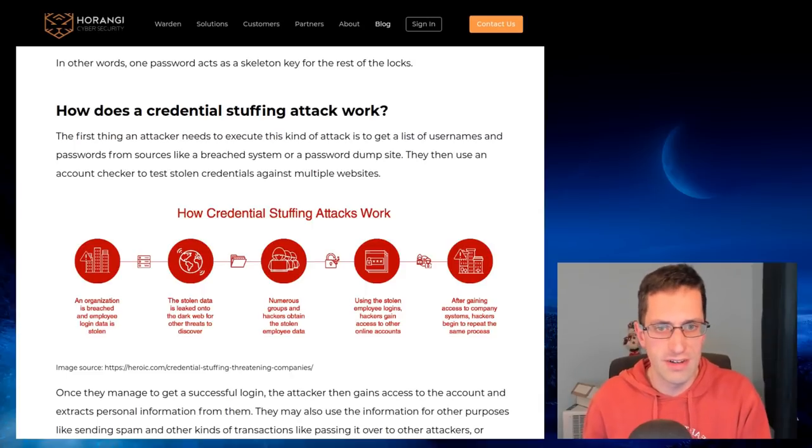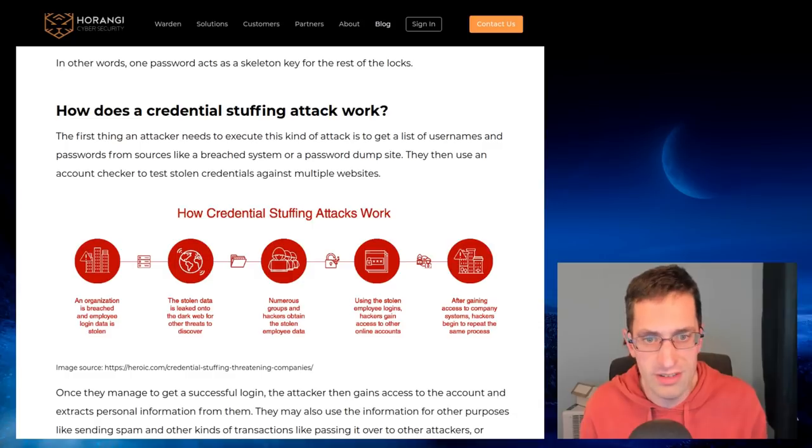So there's a diagram there of how credential stuffing works, but I'm not going to discuss the exact theory of how it works, but more of the history and how we have gotten to this situation where it's so possible to try a password from a user against multiple different websites and have a high accuracy rate of being able to log in to their account.